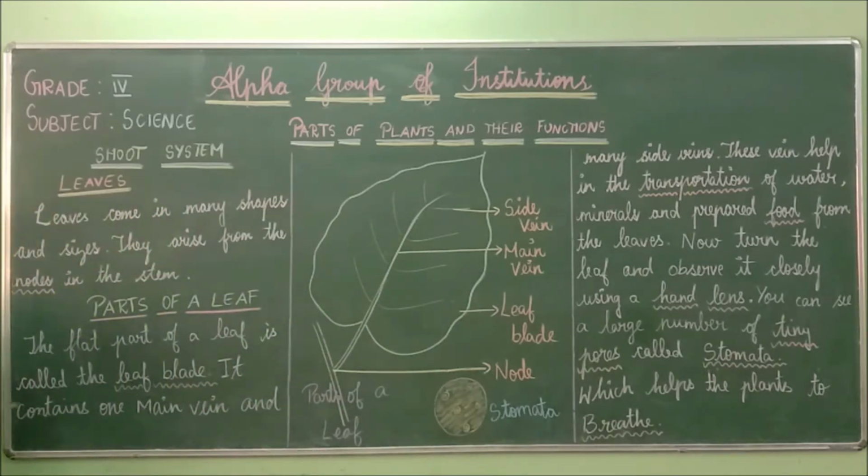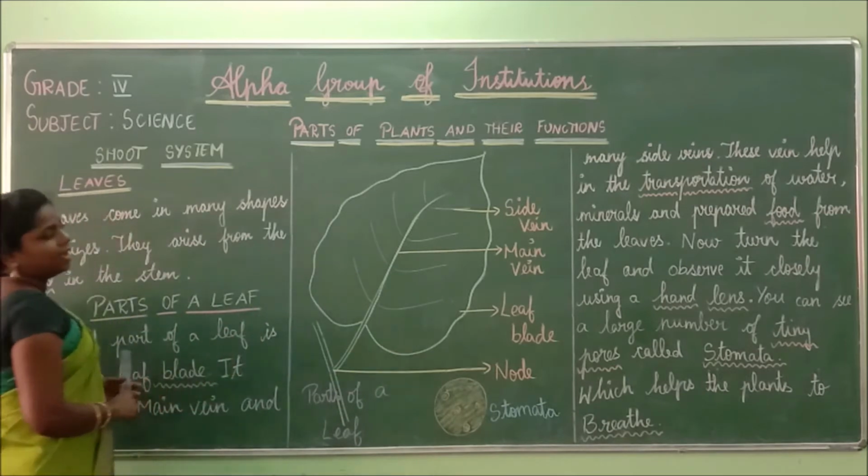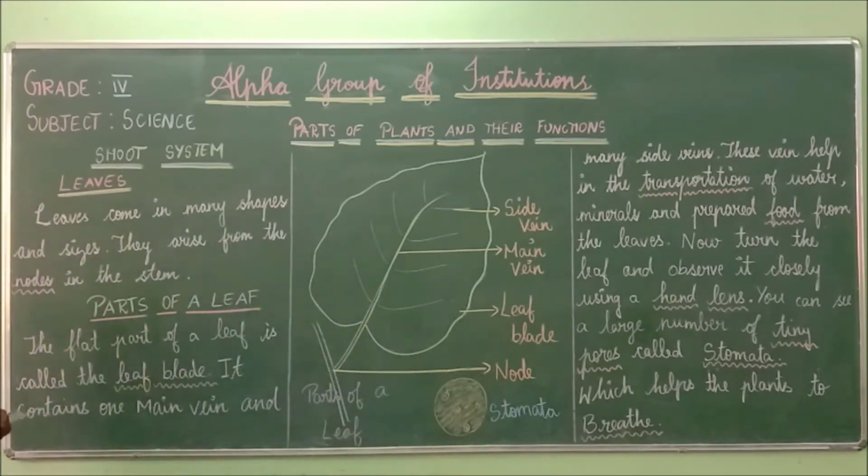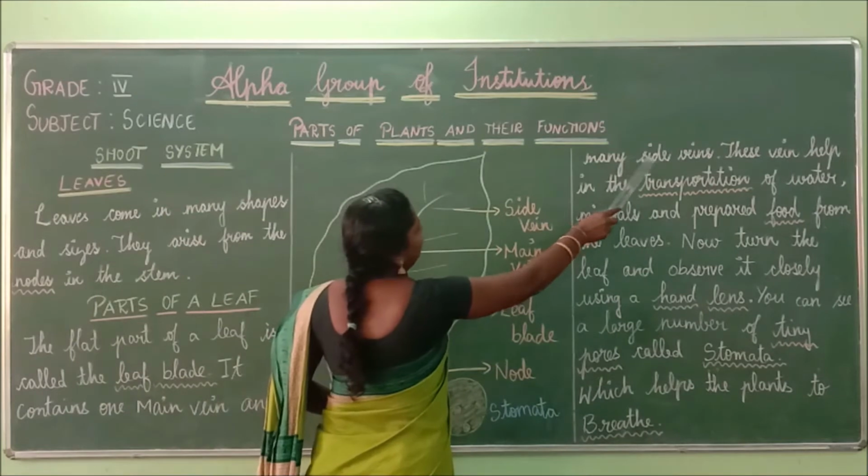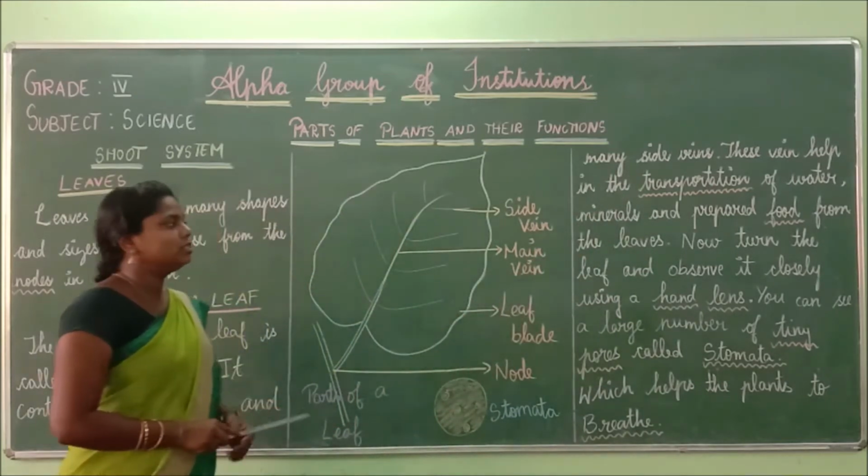Shall we read it once again? The flat part of a leaf is called the leaf blade. So the front part is very flat and the flat part is called the leaf blade. It contains one main vein and many side veins. Is it clear, students?